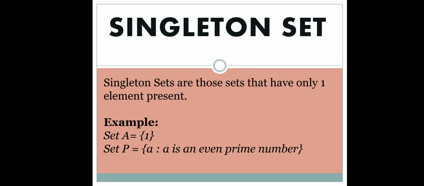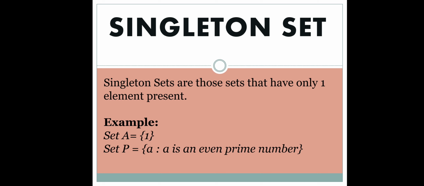The first one is the singleton set. It is nothing but a set that has only one element. It is called a singleton set. So for the example, here two sets are given, set A and set P. Set A has one element. Within the curly braces, there is one element, the number 1.